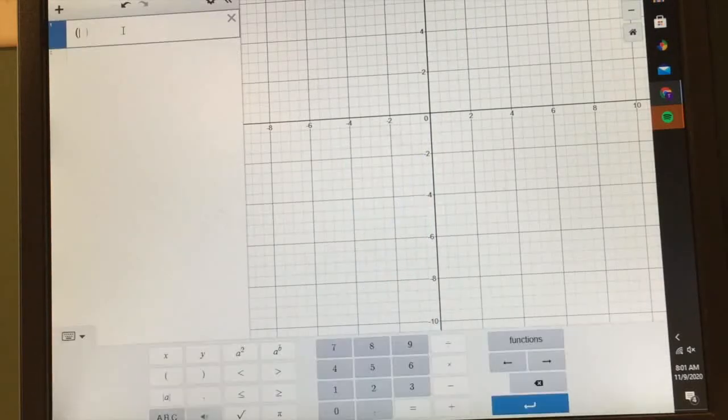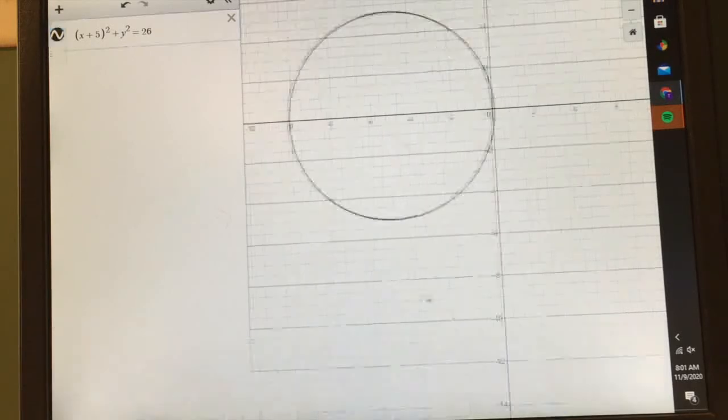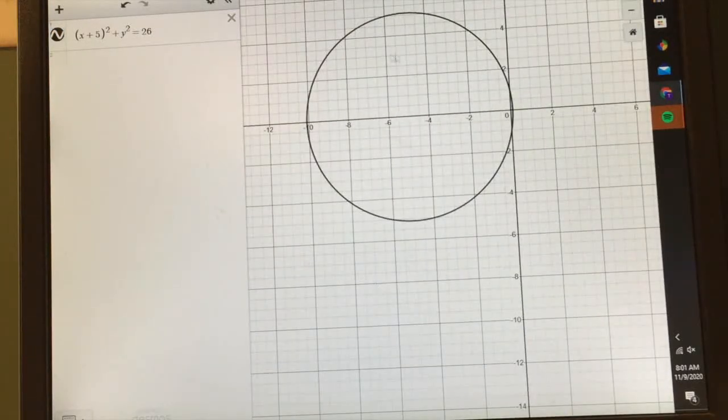Putting in the next one, (x plus 5) squared plus y squared, this one's going to be a circle it looks like, equals 26. And we haven't talked about circles yet, but it really doesn't matter. Desmos will do it for you, so that makes it nice. So that's a nice circle.